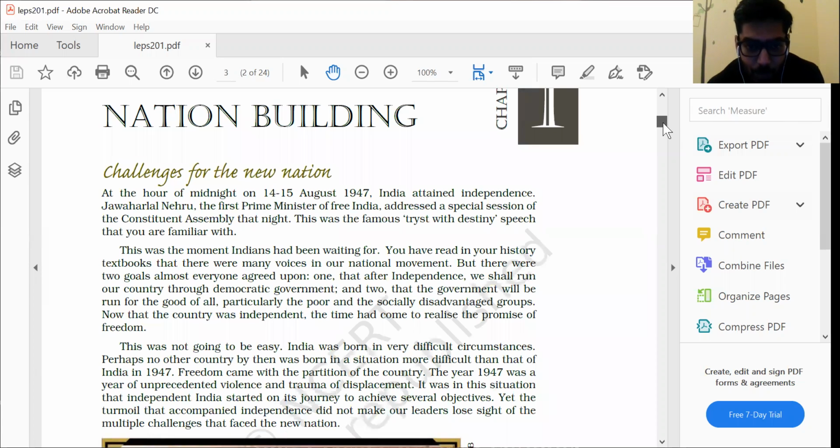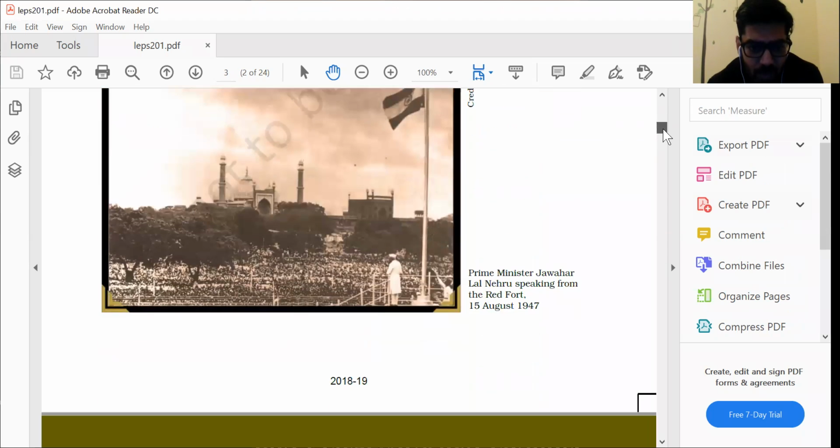And India was born in very difficult circumstances. There were riots going on. The Hindu-Muslim divide was very palpable and intense. So there was this trauma of displacement.